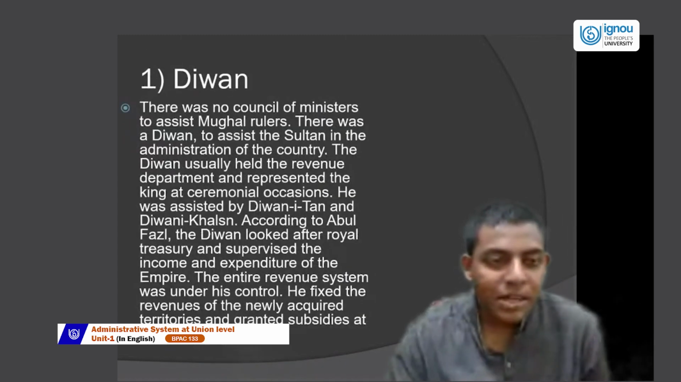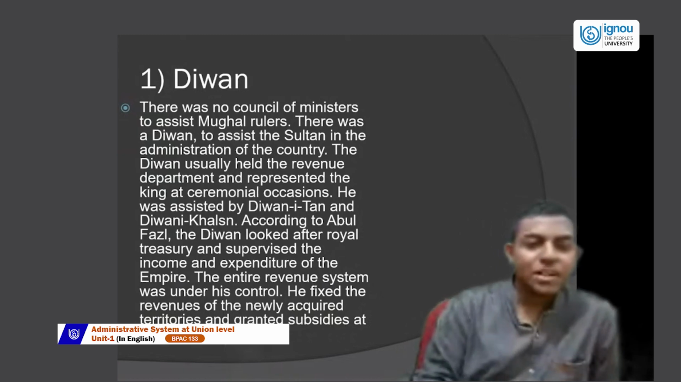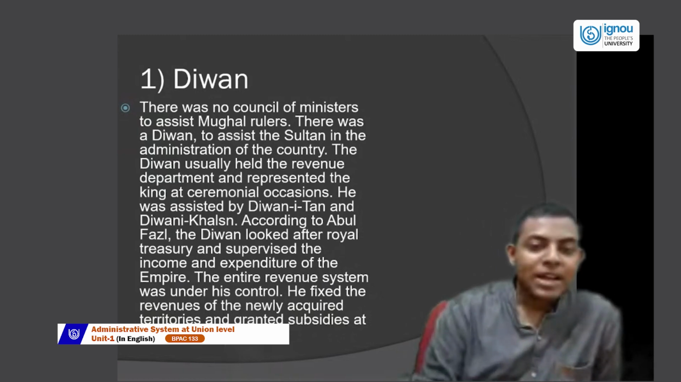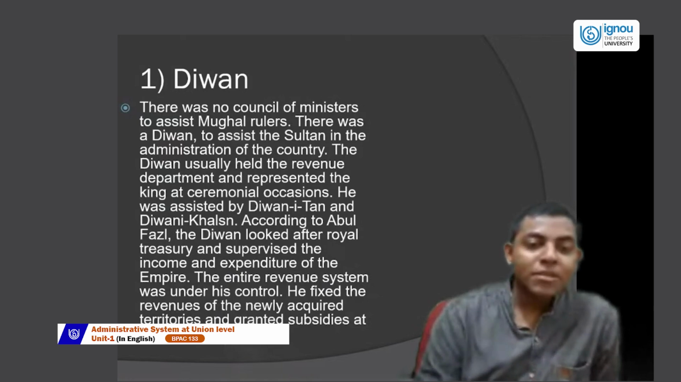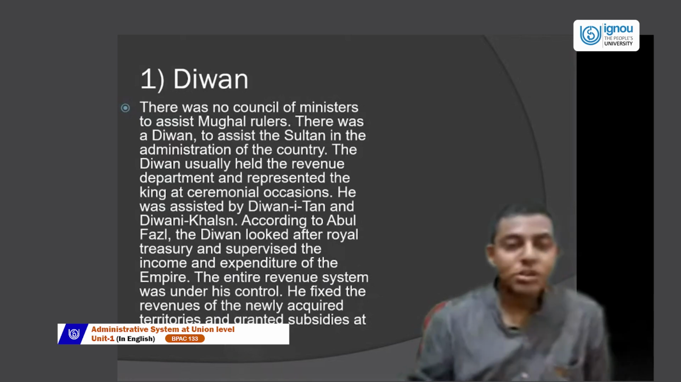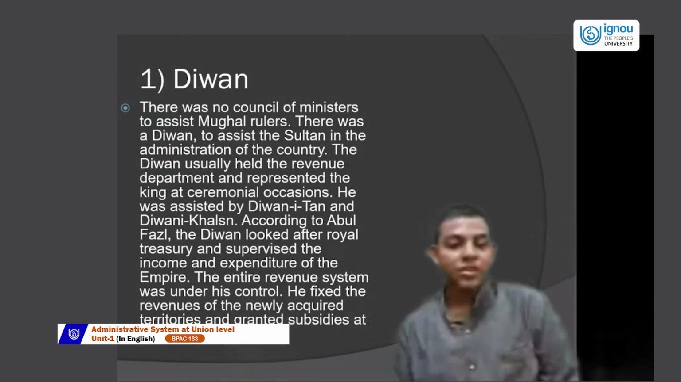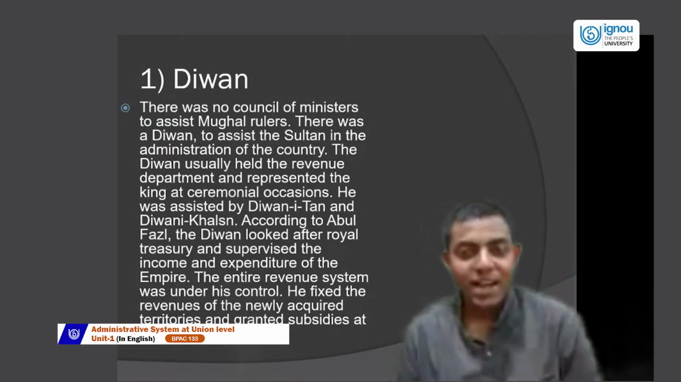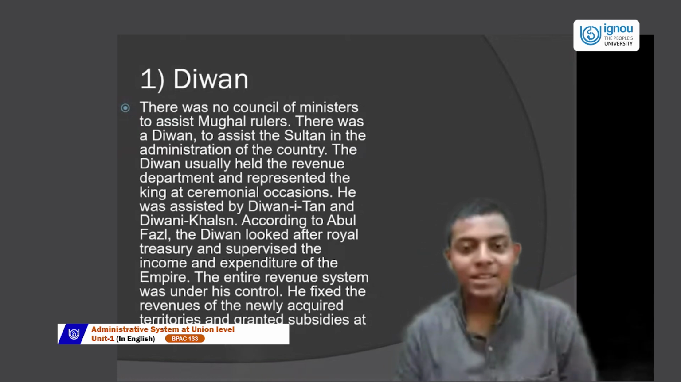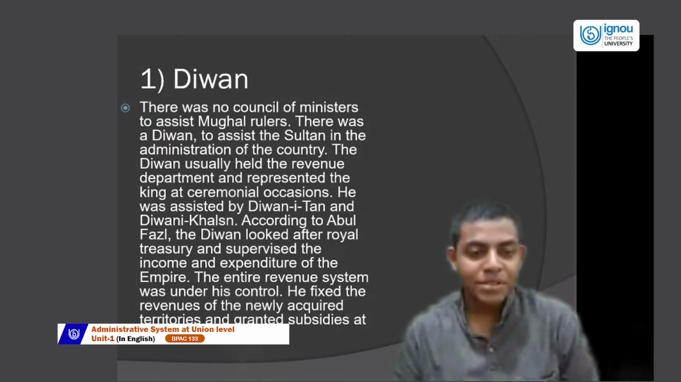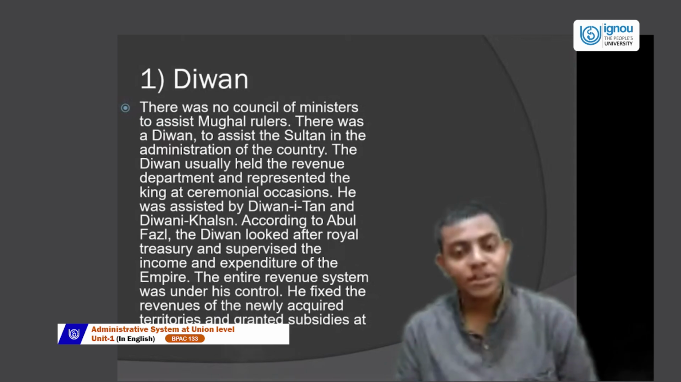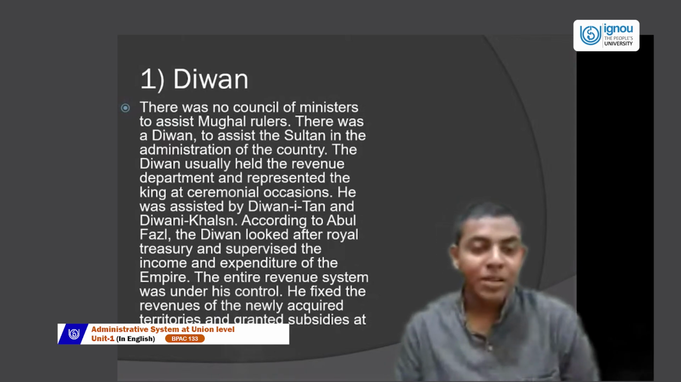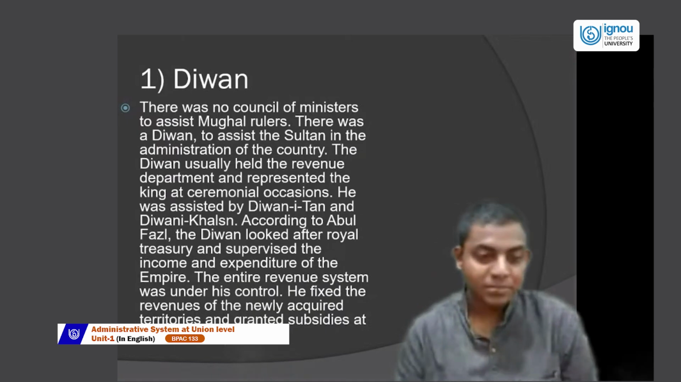Moving on, let us first discuss the function of the Diwan. Although there was a council of ministers to assist the Mughal rulers, there was a Diwan who would assist the Sultan in the administration of the country. As I just said, the Diwan held the revenue department, which was very important, and represented the king at ceremonial occasions. The Diwan was assisted by Diwan-e-Tan and Diwan-e-Khalsan.